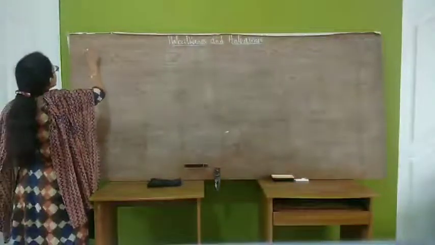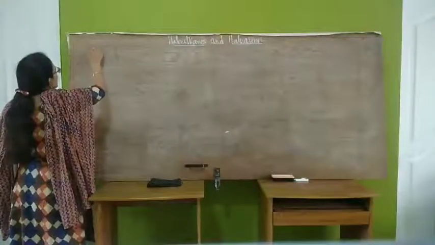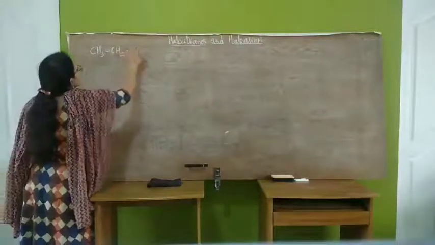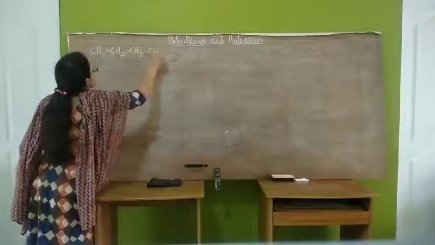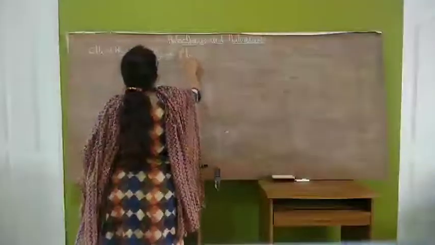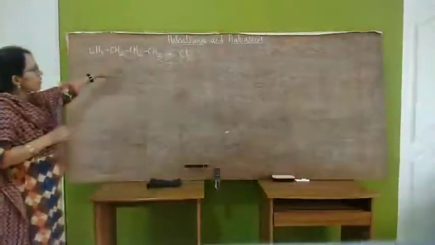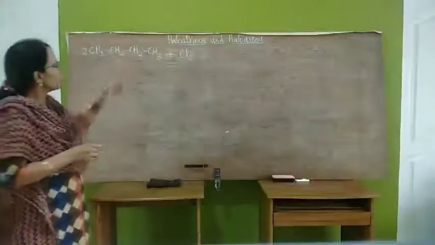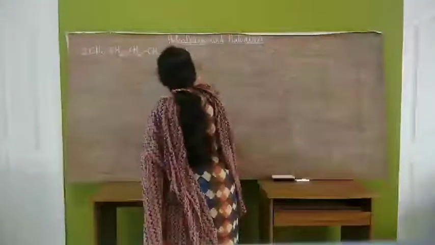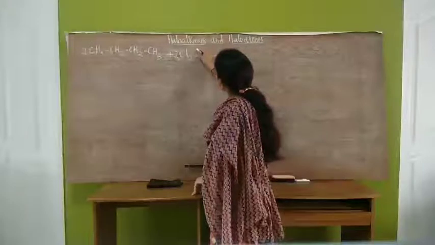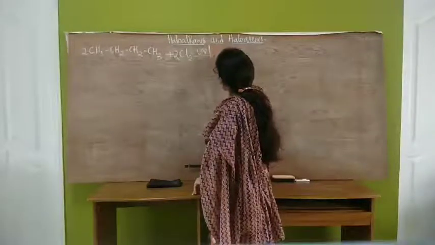For example, let us consider n-butane. The formula of n-butane is CH3, CH2, CH2, CH3. This is n-butane. n-Butane reacts with chlorine. Here, 2 isomers of haloalkanes are formed. Therefore, you have to consider 2 molecules of n-butane reacting with 2 molecules of chlorine. This reaction takes place in the presence of sunlight, UV light, or on heating.